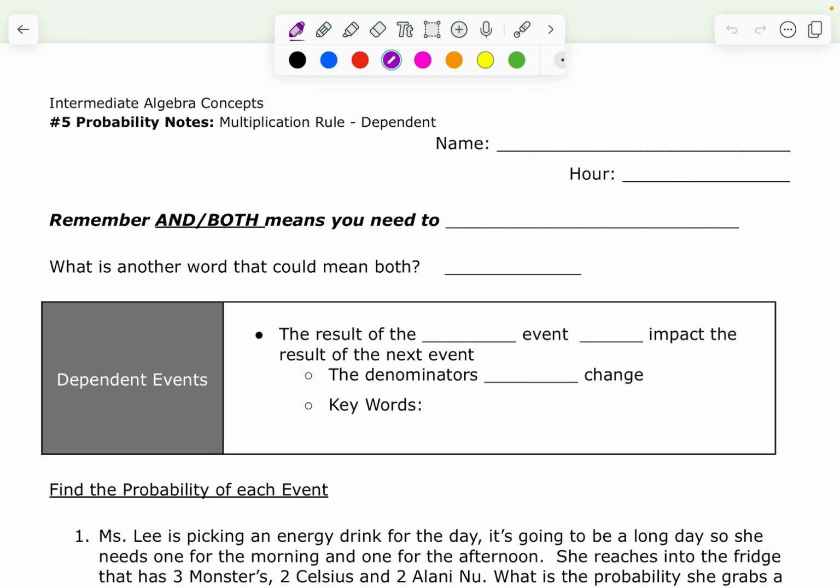A couple things to remember. And in both, when you see those words, that is telling us that you need to multiply. Okay, there is one more word that could mean and or both, and that's when you see all. If they're all this, that means I want the same thing each time. So if I'm picking up all Snickers, I want a Snicker and then a Snicker, however many times it's asking for.